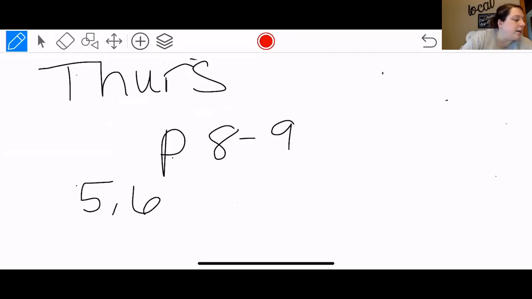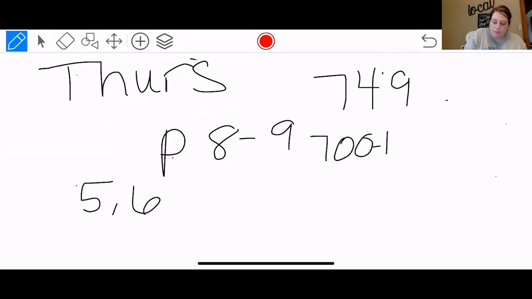5 and 6 tell you to write the number in expanded form and standard form. So remember, expanded means to stretch it out. So for example, if I have 749, expanded form would be 700 plus 40 plus 9. Standard form would just be that regular number, okay?